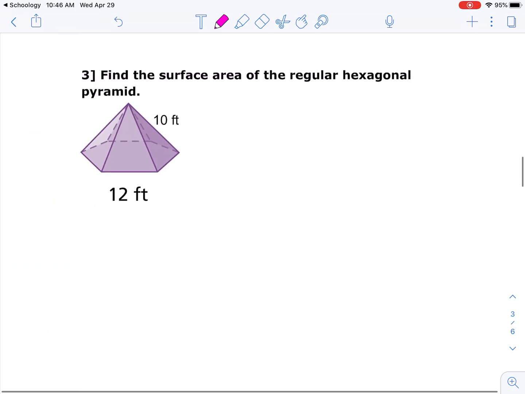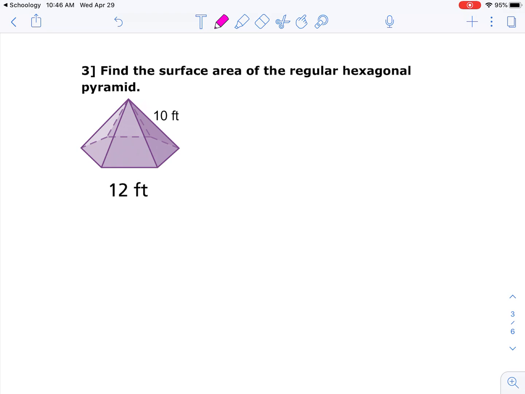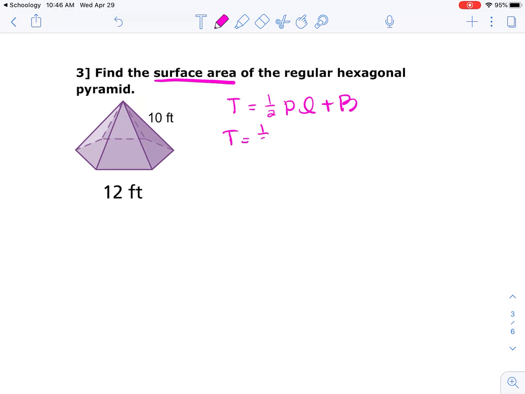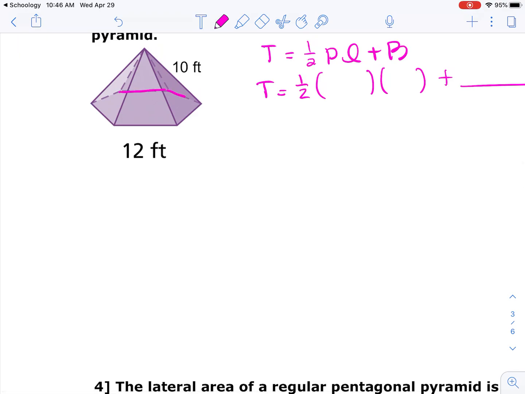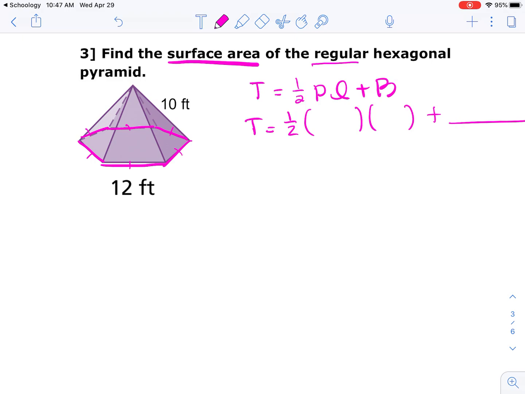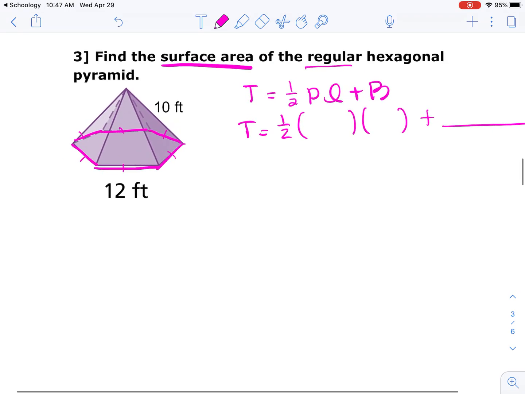Okay, next one. Find the surface area of the regular hexagonal pyramid. So surface area, once again, T equals 1/2 perimeter times slant height plus the area of the base. Okay, so I like to, as you can see here, make a skeleton of everything that I need. And I just put that line there so I realize something needs to go there, right? Okay, so P is perimeter of the base. So here's my base. Okay, it is 1, 2, 3, 4, 5, 6. It has 6 sides. It says it's regular. So I know that I can find the perimeter.